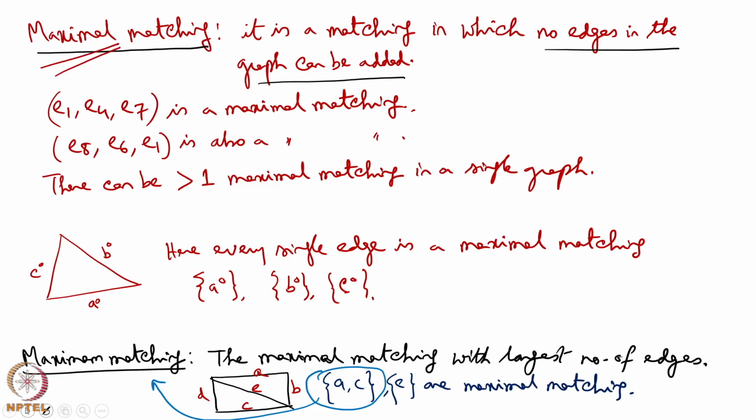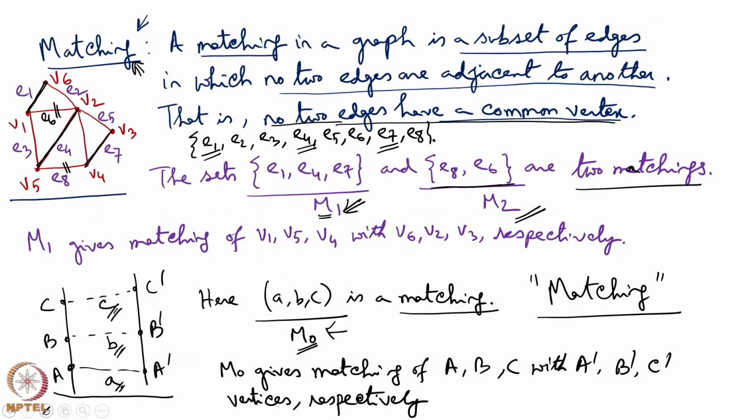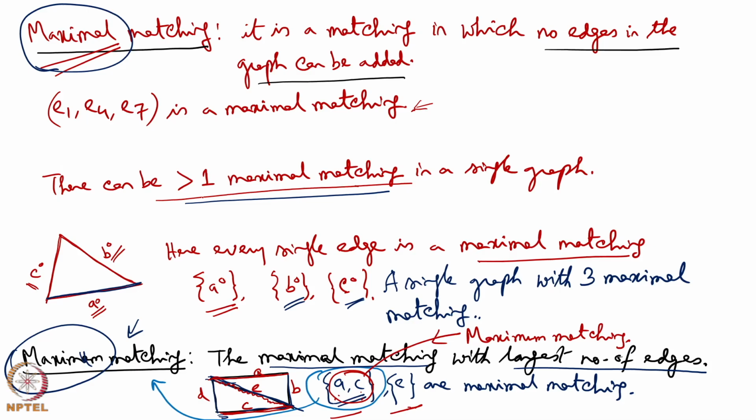So, in one of our previous examples, here E1, E4, E7, I cannot add another edge. These are already there within the set, I cannot add any single one. So, therefore, this is a maximal matching. Now, let us look at E8 and E6. We can see easily that there can be more than one maximal matching in a single graph. Let us take this triangular graph with edges C0, B0 and A0.